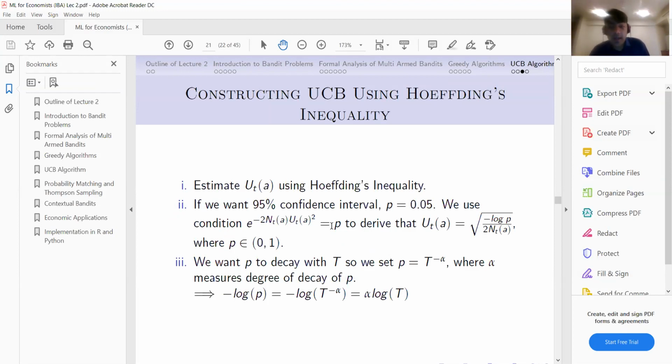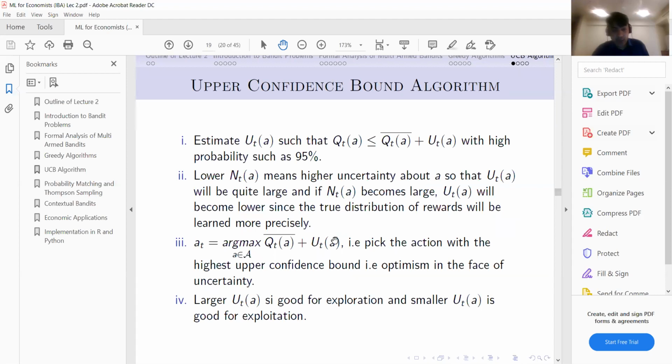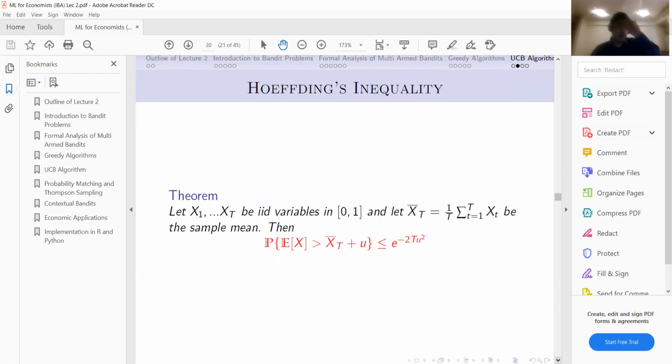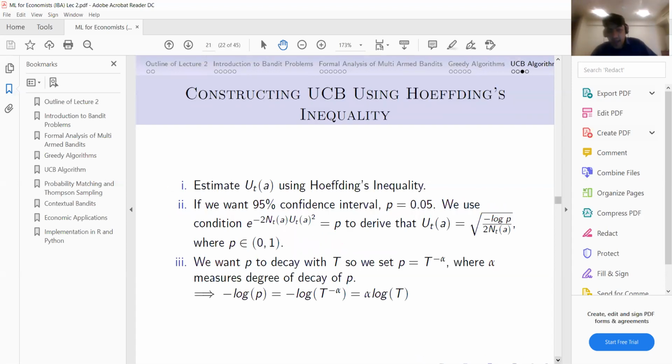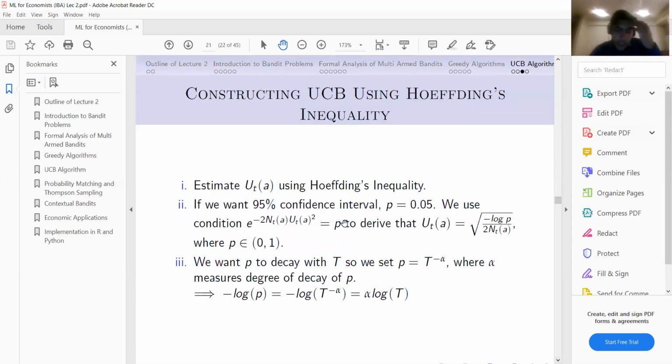Remember, we want to define the term UtA, because if you don't know what UtA is, we can't solve this problem. We know what Q bar is. This is just an average of the rewards for each action. We don't know what UtA is, so we want to define it. For that, we use Hoeffding's inequality. Once we've used that, we just equate the upper bound, which is this exponential term from Hoeffding's inequality, with P, which is the level of significance that you want to achieve, let's say 0.05.